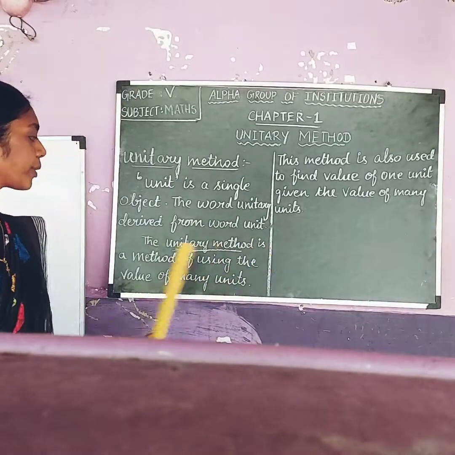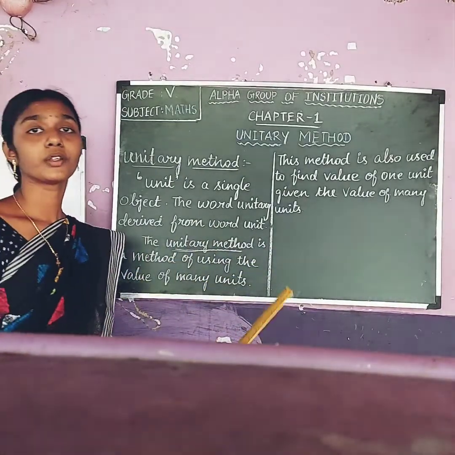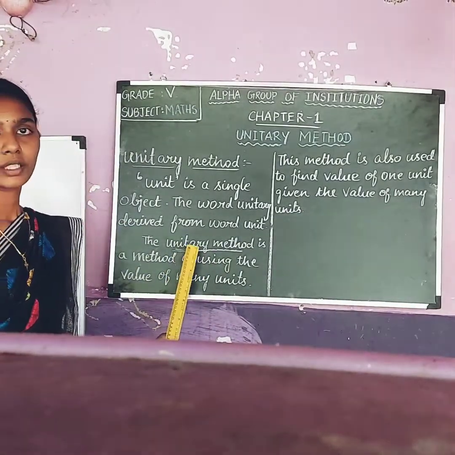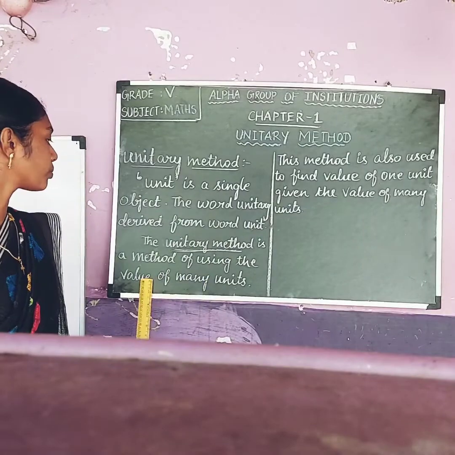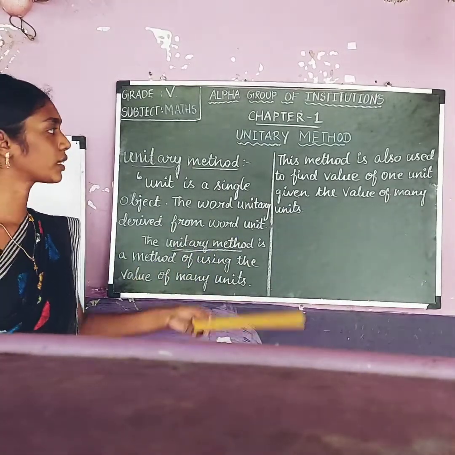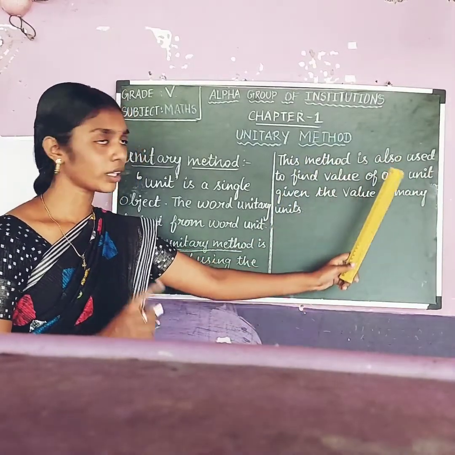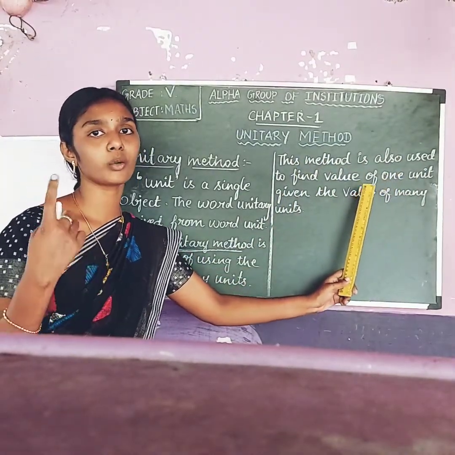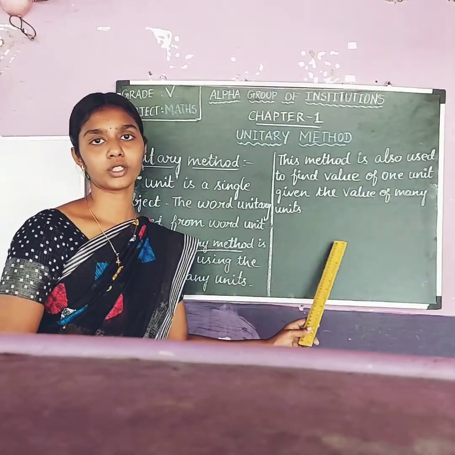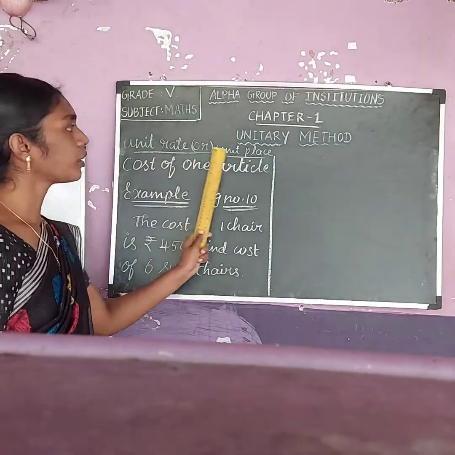The unitary method is a method of using the value of many units. This method is used to find the value of many units. Next, this method is also used to find the value of one unit. We are also able to find one unit from the values of many units. Clear? Okay, students.